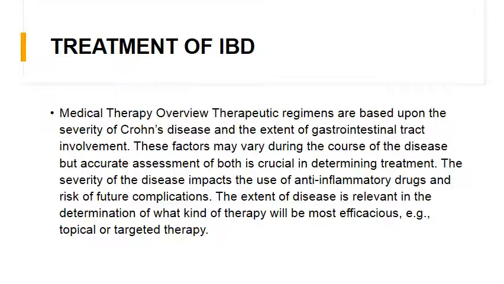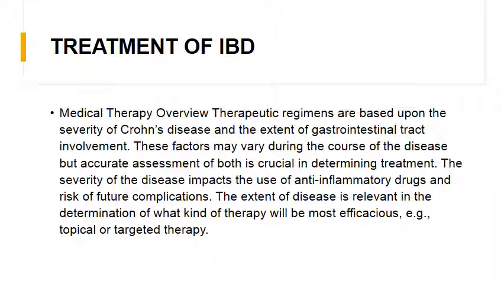So now we come to the treatment of inflammatory bowel disease. This is very important because the treatment is based on the severity of Crohn's disease, and the treatment is not constant. It's going to vary with the course of the disease as the person responds to them. The severity of the disease impacts the use of anti-inflammatory drugs and risk of future complications. Extent of disease is relevant in the determination of what kind of therapy will be most efficacious. Example, a topical or targeted therapy.